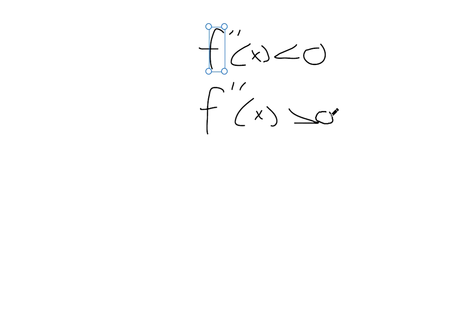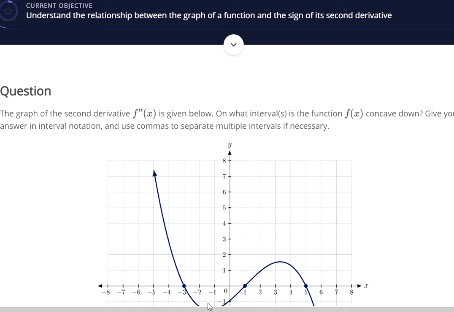You're concave down if the second derivative is negative, if it's less than 0. You're concave up if the second derivative is greater than 0. So this means concave down, and this means concave up. And that's what we were doing with that last graph, but we were looking at the first derivative, so we needed to look at the rate of change of those slopes.